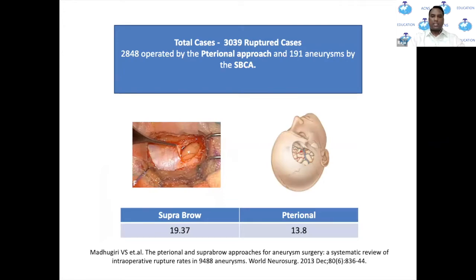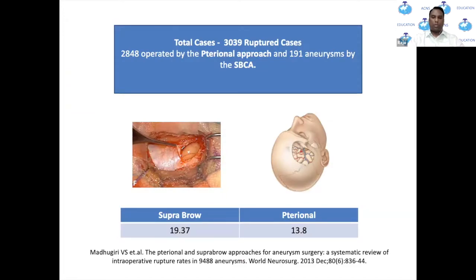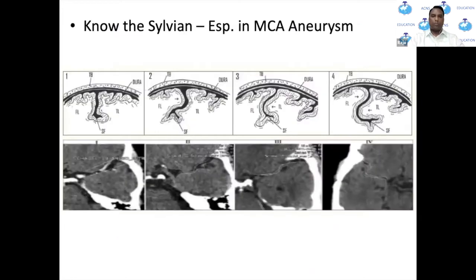This is an interesting article from Professor Anil Nanda's group, in which they analyzed the literature on aneurysms between the pterional approach and supraorbital keyhole craniotomy. And they have noted that the incidence of rupture was higher in supraorbital craniotomy than the pterional approach.